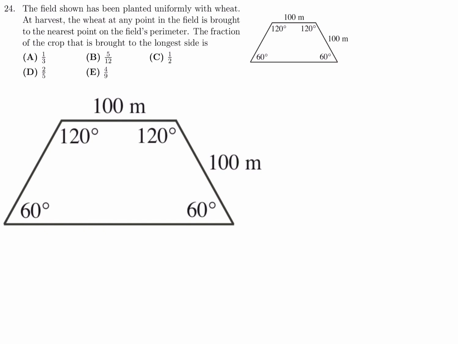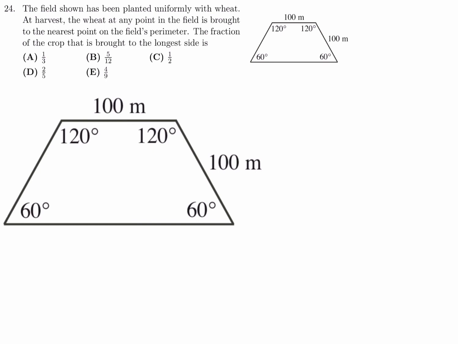Now let's talk about how we are going to approach this question. If some wheat is here, where is it going to be brought? Well, it looks like the closest side is here. Great. What about if the wheat is here? Well, obviously, the closest side is there. And similarly, if the wheat is here, the closest side is here. Now, sometimes it's obvious, but what about if it's here? I don't know. So what we have to do is divide this into some logical sections that will allow us to figure out the answer.